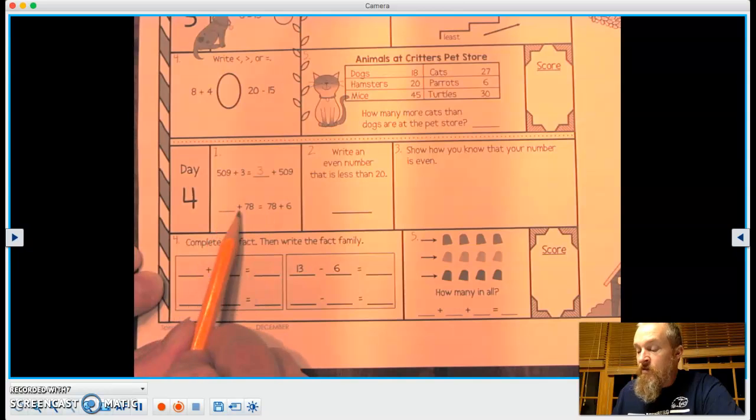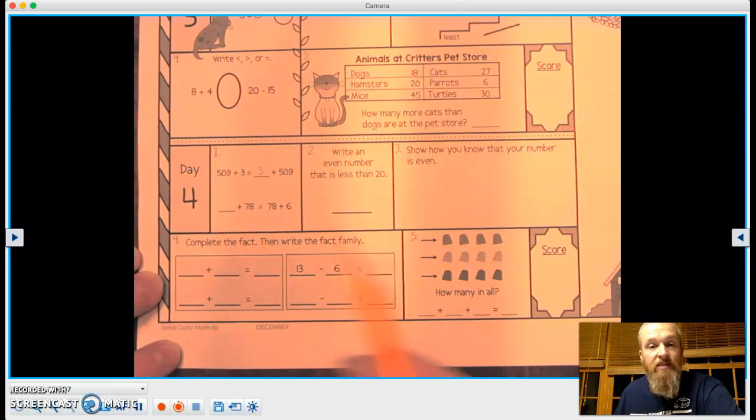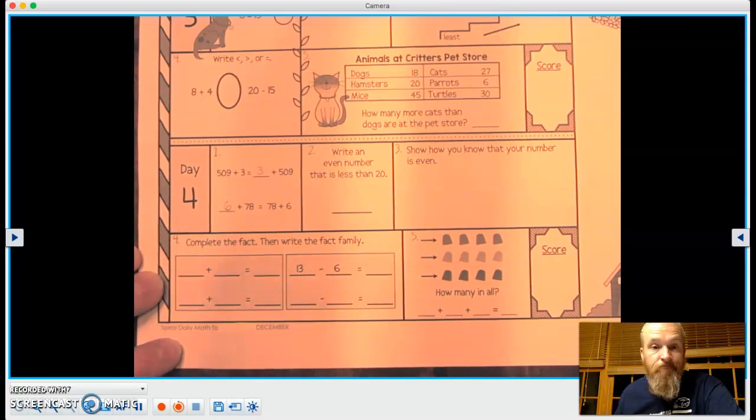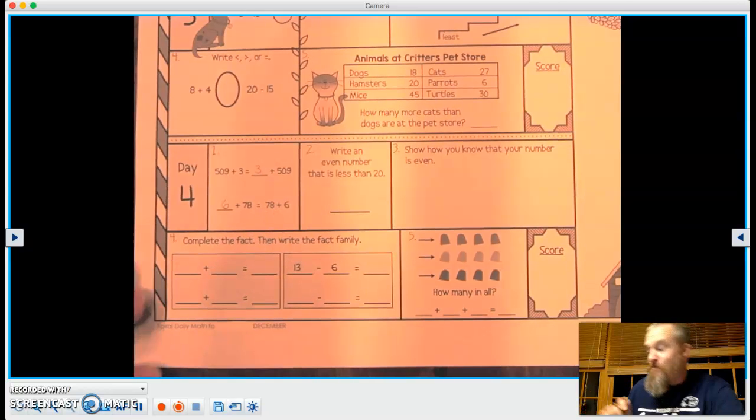So something plus 78 equals 78 plus 6. 6 makes them equal, right? This side has to be equal to this side.